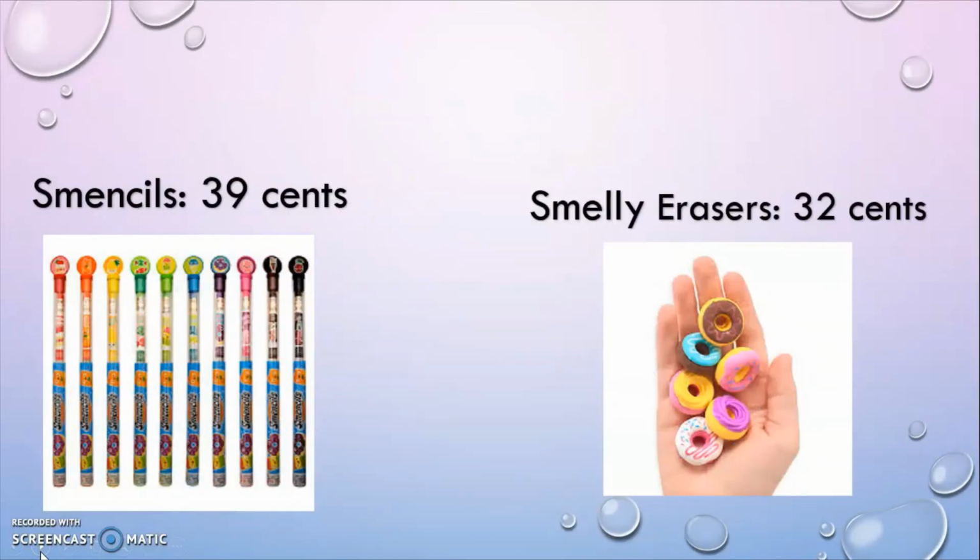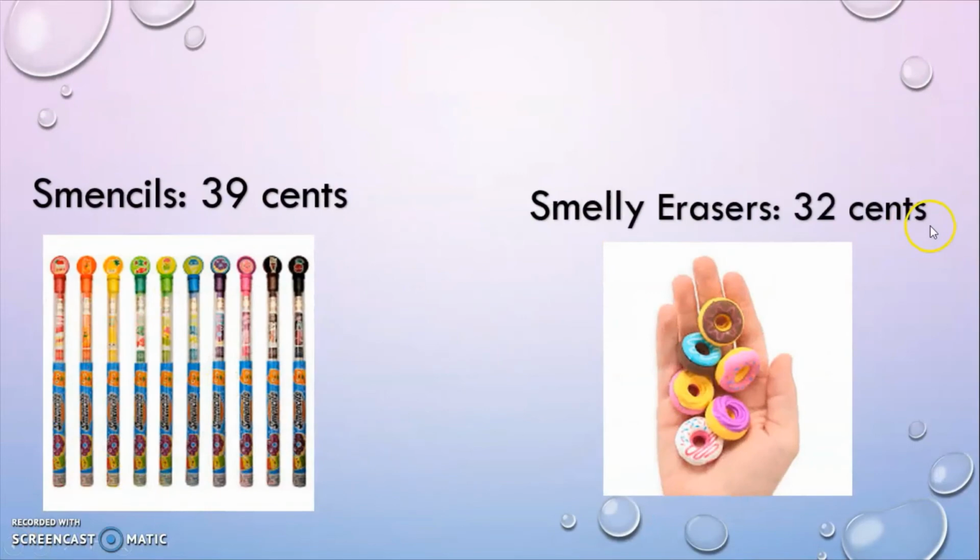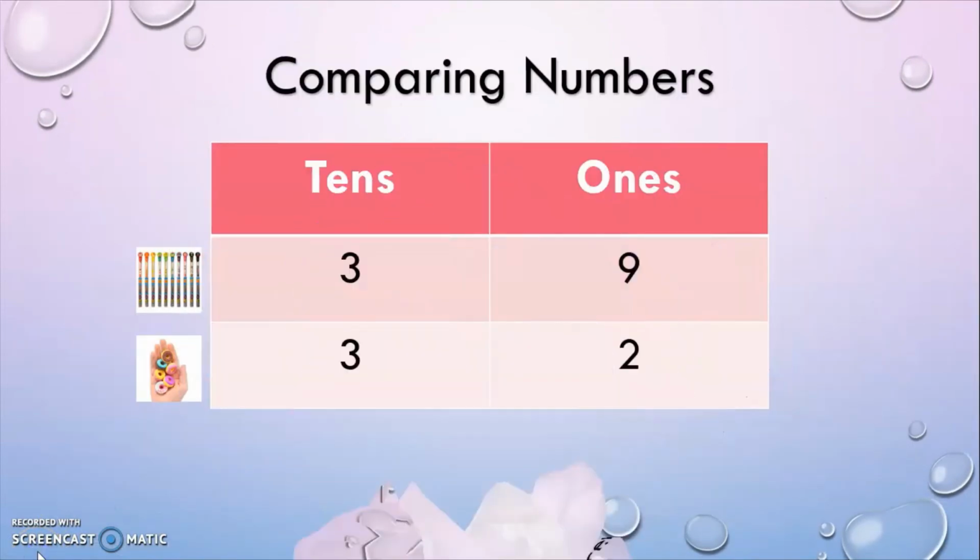So let's get back to our story here. So 39 cents for the Smencils and 32 cents for those smelly erasers. This time, notice I changed that number, 32. So 39 and 32, those are going to go in our place value chart. So 39, 3 tens, 9 ones, Smencils. 32, 3 tens, 2 ones, erasers.